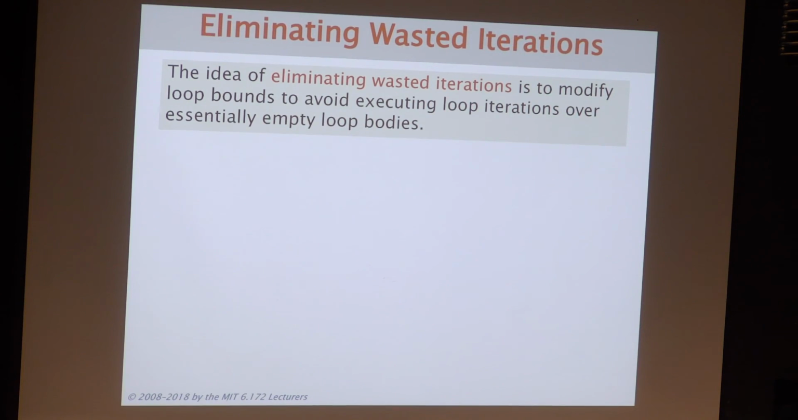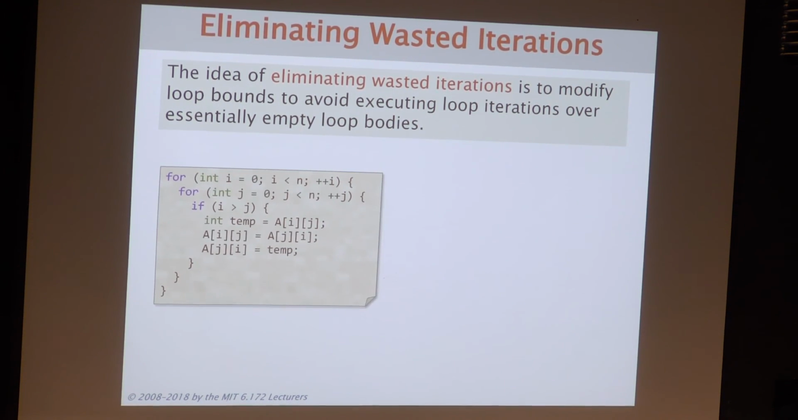OK, next, let's look at eliminating wasted iterations. The idea of eliminating wasted iterations is to modify the loop bounds to avoid executing loop iterations over essentially empty loop bodies. So here I have some code to transpose a matrix. So I go from i = 0 to n-1, from j = 0 to n-1, and then I check if i is greater than j. And if so, I'll swap the entries in a of ij and a of ji. The reason why I have this check here is because I don't want to do the swap twice. Otherwise, I'll just end up with the same matrix that I had before. So I only have to do the swap when i is greater than j.